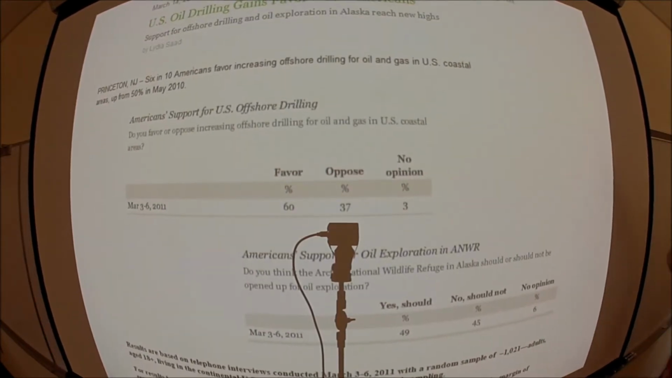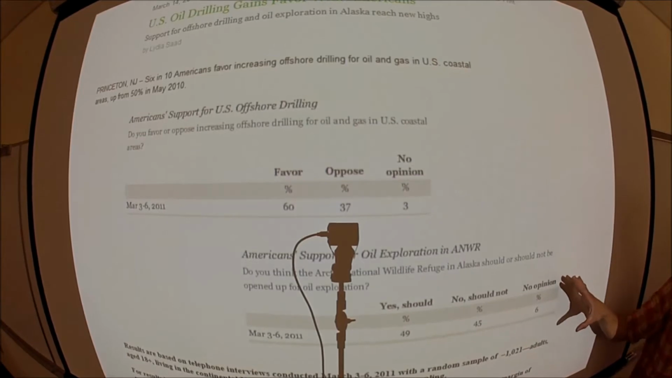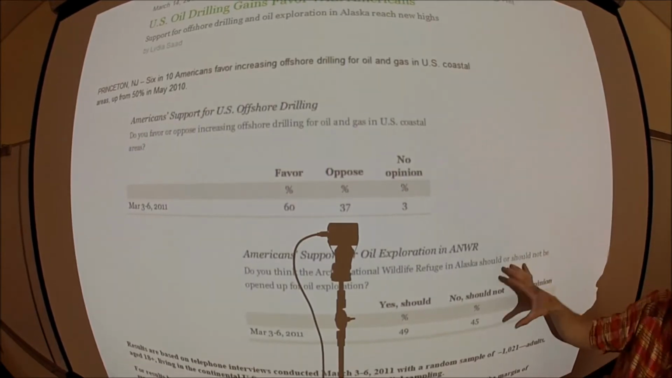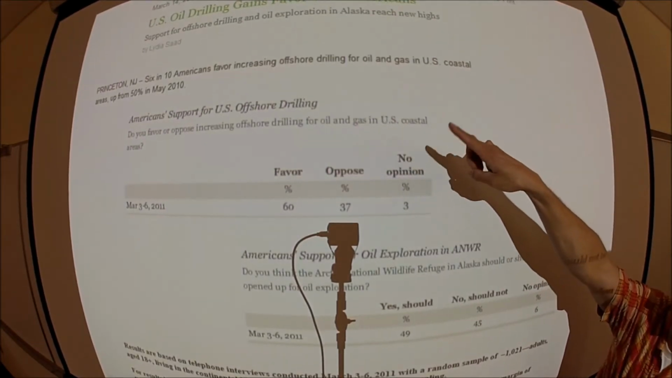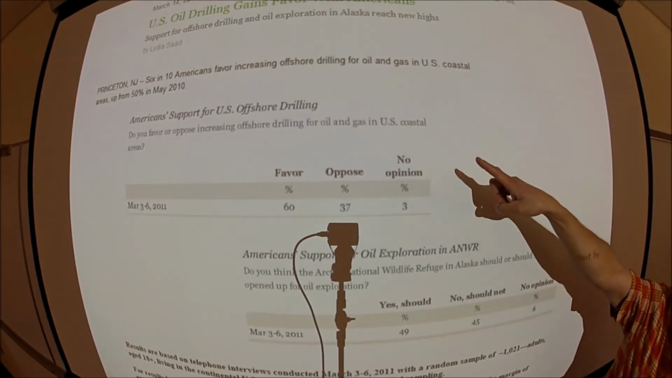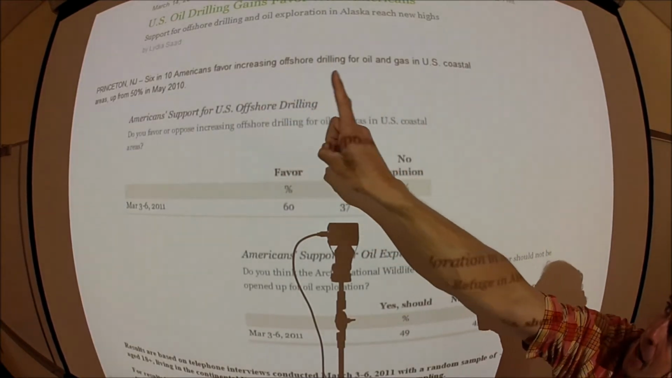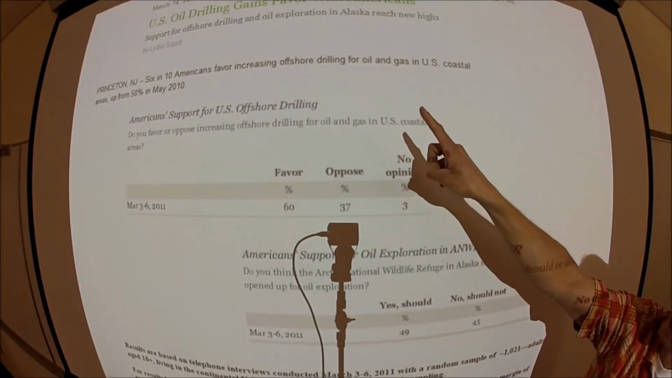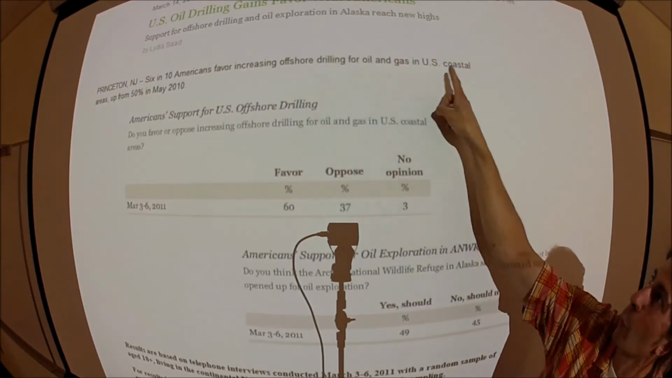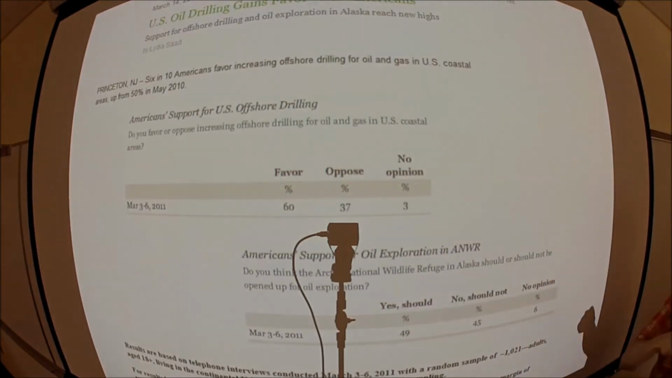So there are really two things I want to talk about. This one and this one. This one is the American support for U.S. offshore drilling. The title says, 6 in 10 Americans favor increasing offshore drilling for oil and gas in U.S. coastal areas, up from 50% in May of 2010. Okay, so their claim is that 60% of Americans favor offshore drilling.